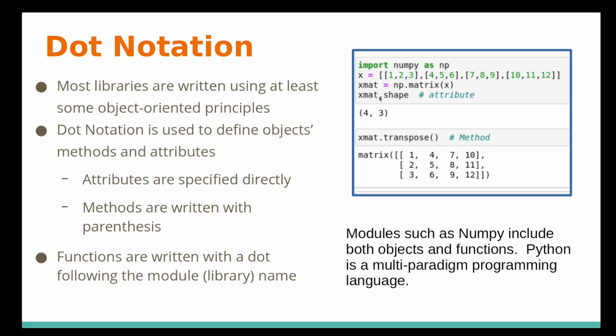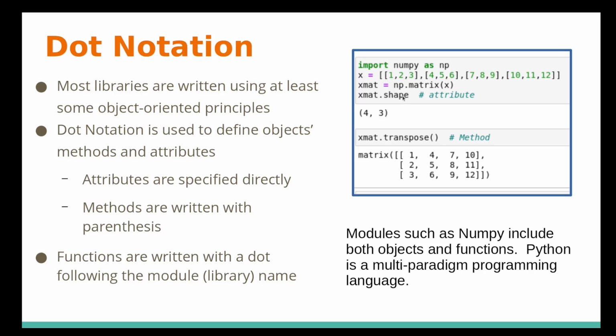This matrix object xmat also has a method called transpose, and I call that transpose with parentheses to indicate that this is a method that I'm calling. And as you know, a transpose essentially swaps the rows and columns. So if I do xmat.transpose, I have created an object that has 3 rows and 4 columns instead of 4 rows and 3 columns, which my original object xmat has. So again, dot notation is used to access the attributes and the methods of an object.